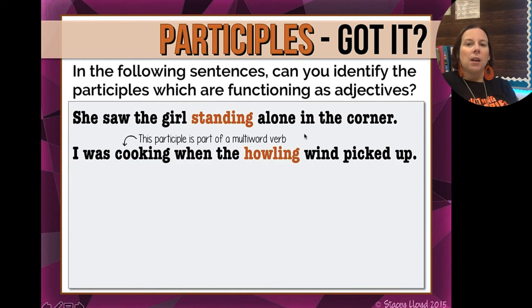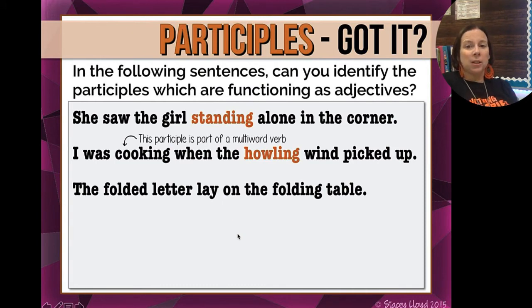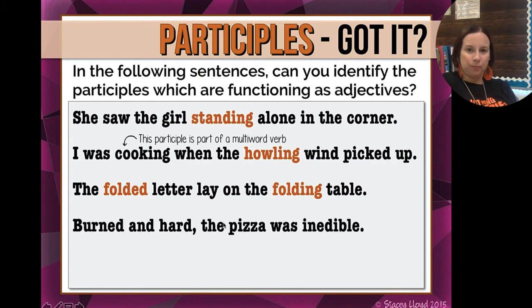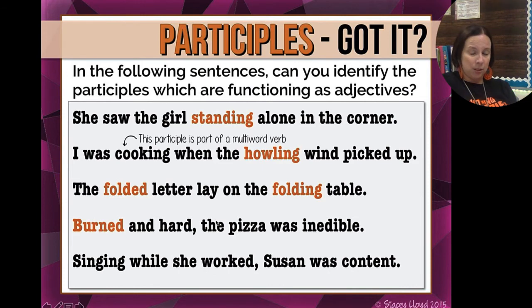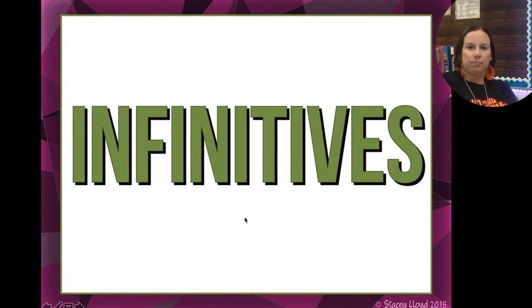Howling is describing the wind. This one is with was cooking, so this is a participle being used with a verb. The folded letter lay on the folding table. There's two. Which letter? The folded letter. Which table? The folding table. Burned and hard, the pizza was inedible. Burned is describing the pizza. Singing while she worked, Susan was content. Singing is describing Susan.